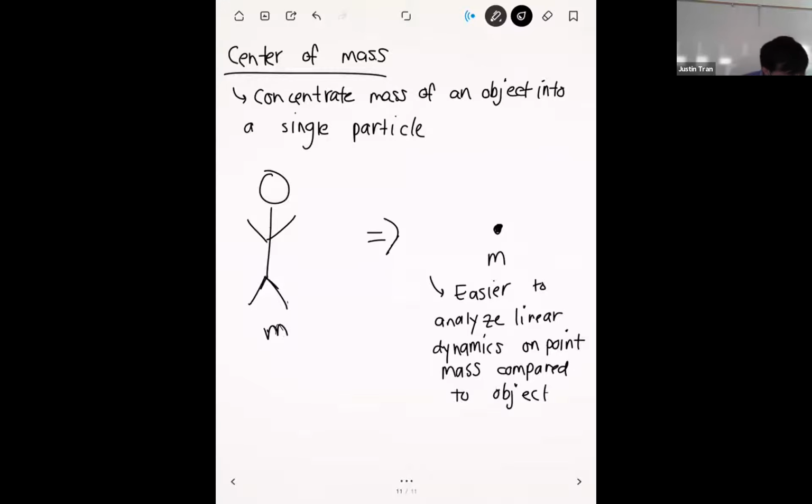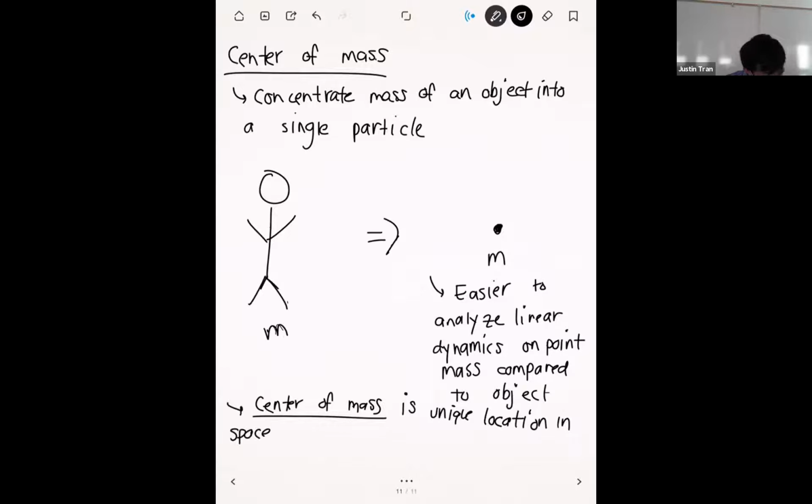And so let's very quickly review how you actually compute center of mass for an object. Before we get into those calculations, let's give a definition for what center of mass is. The center of mass is a unique location in space where the weighted relative positions of all of the mass segments sum to 0.